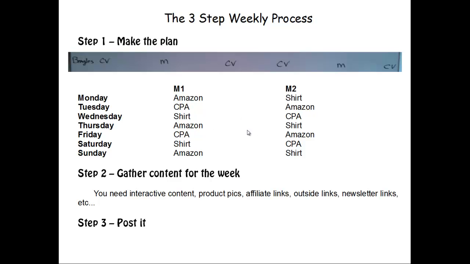Amazon, shirt, CPA. Now I'll usually take this a step further, and I will have the actual product I want promoted here. For Amazon, it might be like a Beagle light switch cover or something. I'll have that listed there. I'll tell them what shirt I want promoted and what CPA offer, and this way I can hand it off to my outsourcers. They know exactly what I want promoted, exactly what needs to be in the system, and they can follow through with that plan.